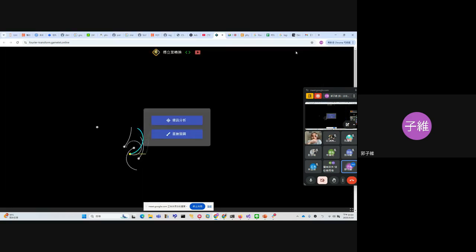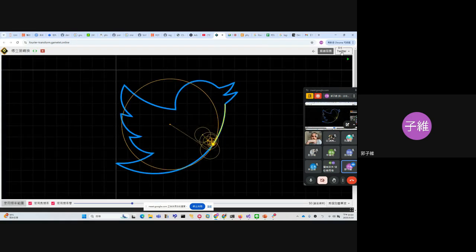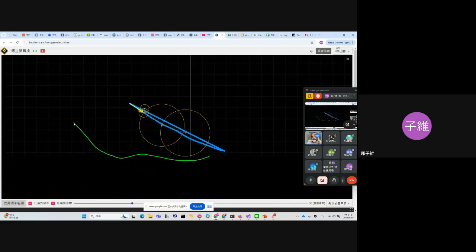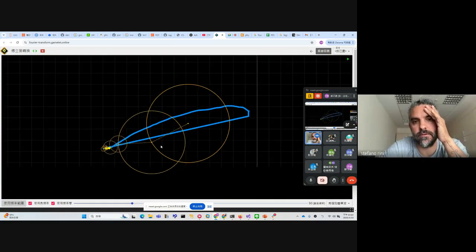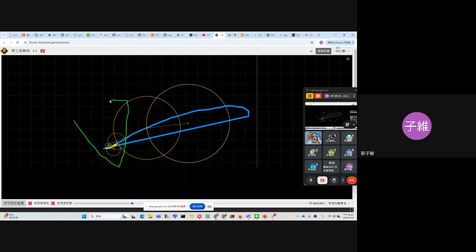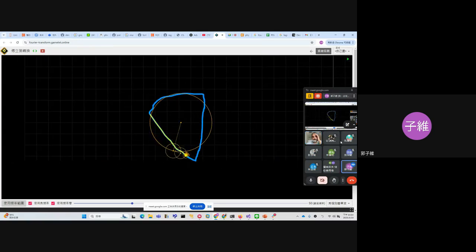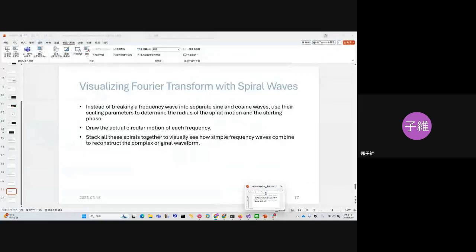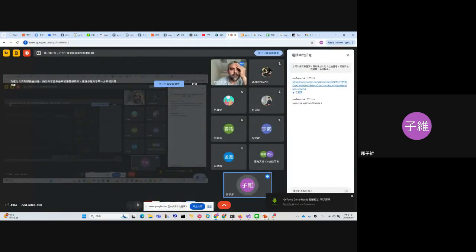And we can also just draw any shape, and we can use the Fourier transform to reconstruct it. Yeah, this is the 2D case, so this is the 2D Fourier transform. See, any shape works. So that wraps it up.